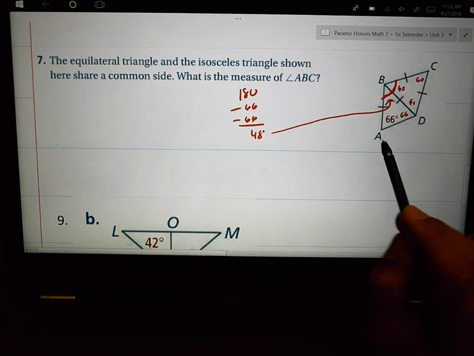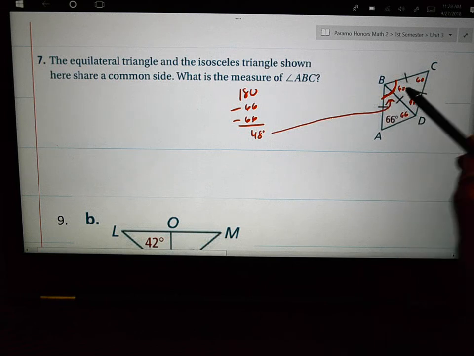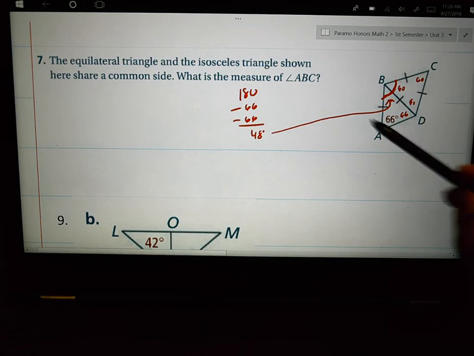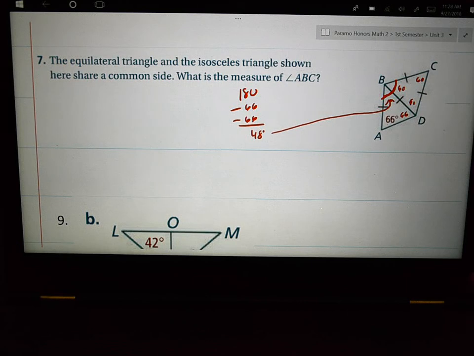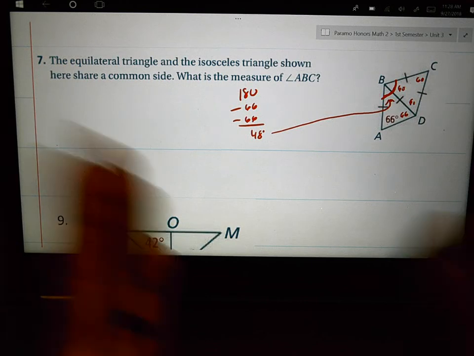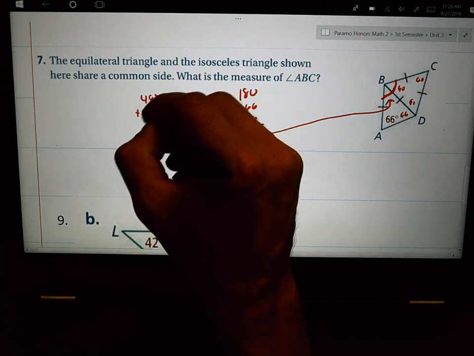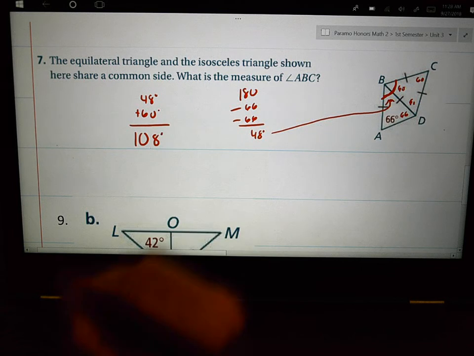So to find the measure of angle ABC, I have to take this shorter angle and add the angle over here, this bigger angle, to get the whole angle, otherwise known as the angle addition postulate. I have to use the angle addition postulate to figure out the bigger angle. So I'm going to take that 48 degrees we found. I'm going to add 60 degrees to it to figure out what the measure of angle ABC is.